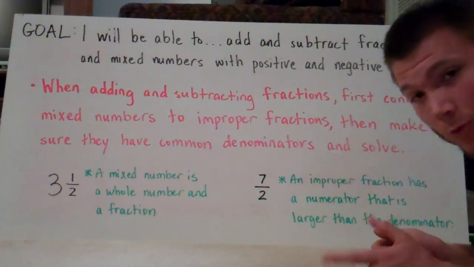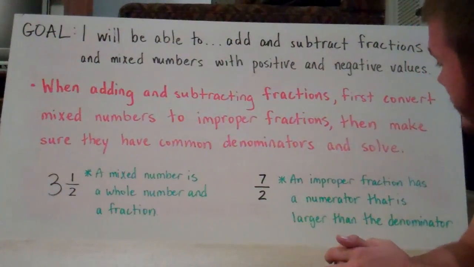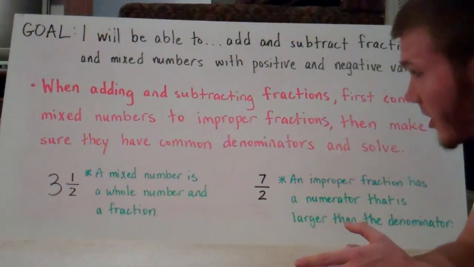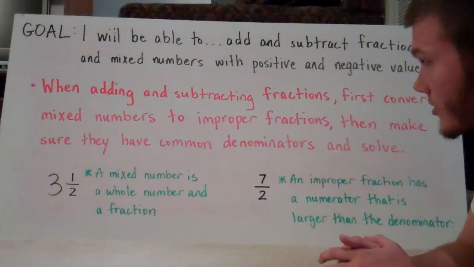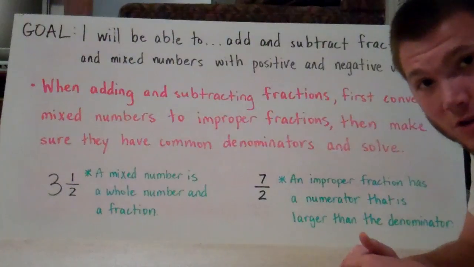Something you want to remember when you're adding and subtracting fractions: first, you want to convert mixed numbers into improper fractions. Then make sure they have common denominators. Then you can solve them.